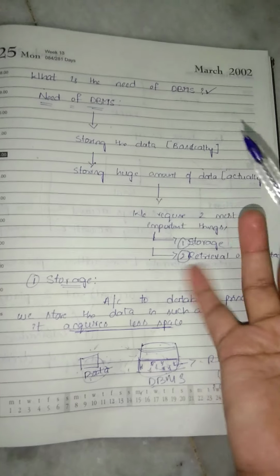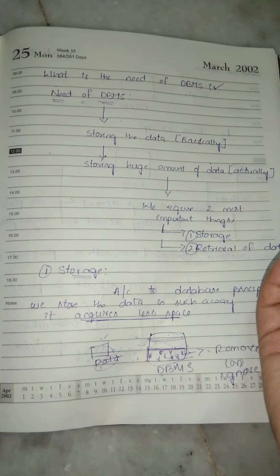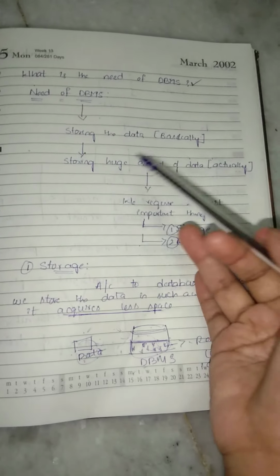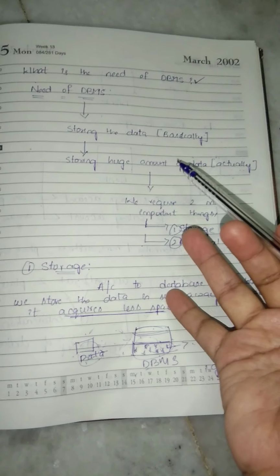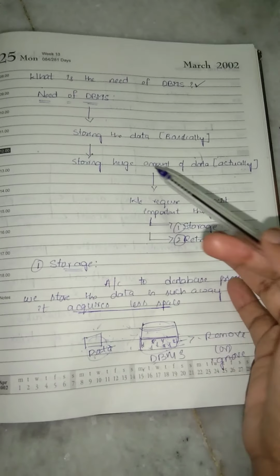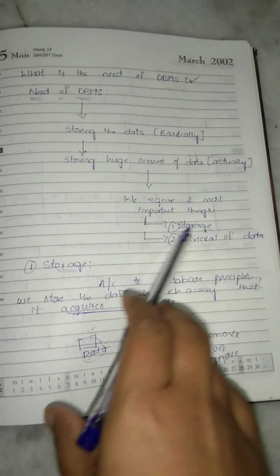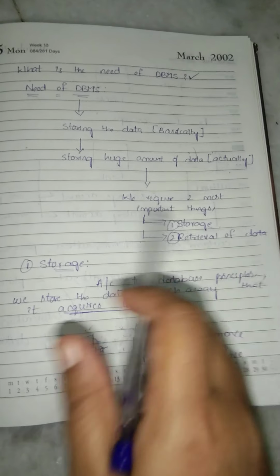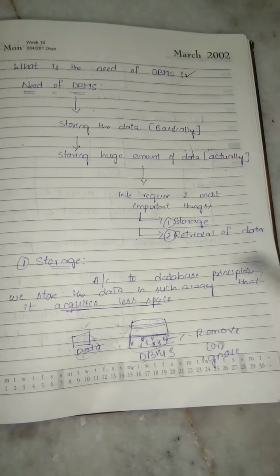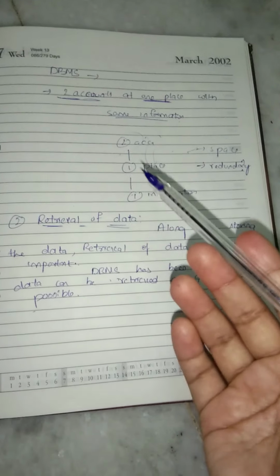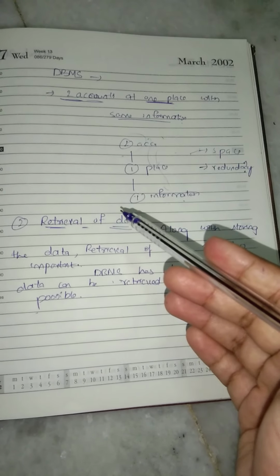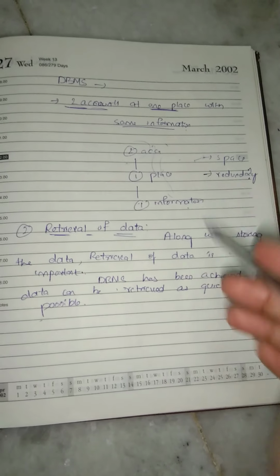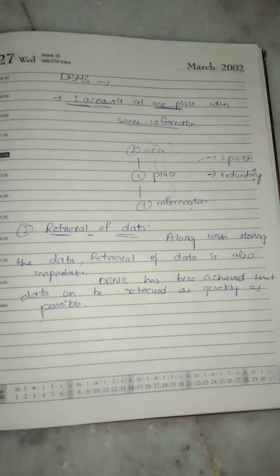So today we learned what the need of DBMS is, what the basic need of DBMS is, and what the actual use of DBMS is. To store a huge amount of data, we optimize two things: storage and retrieval of data. In storage, we are going to discuss how the process of storing the data takes place. In retrieval of data, we discuss how much importance should be given to retrieval along with storage. So with this topic I am going to end this session.